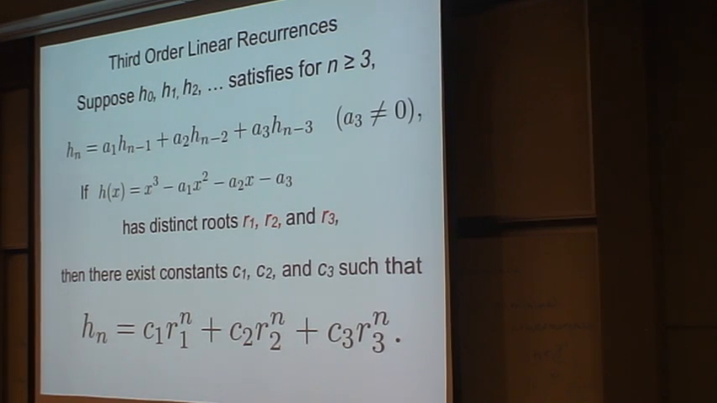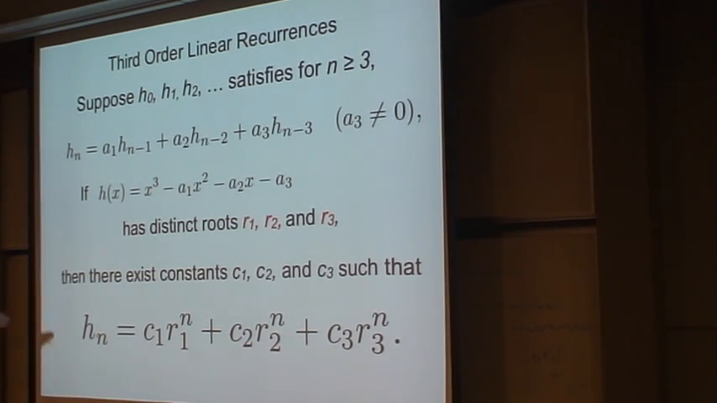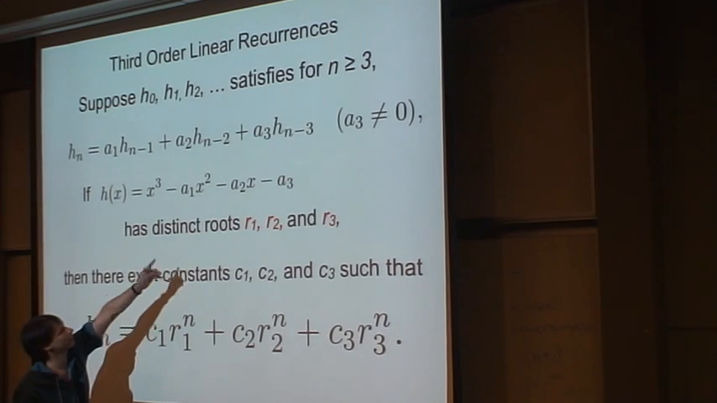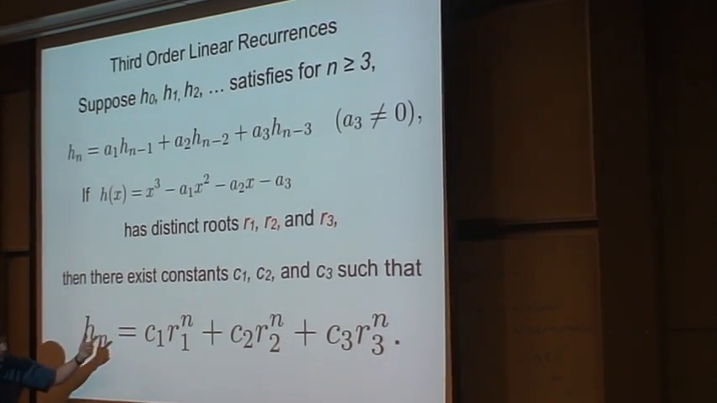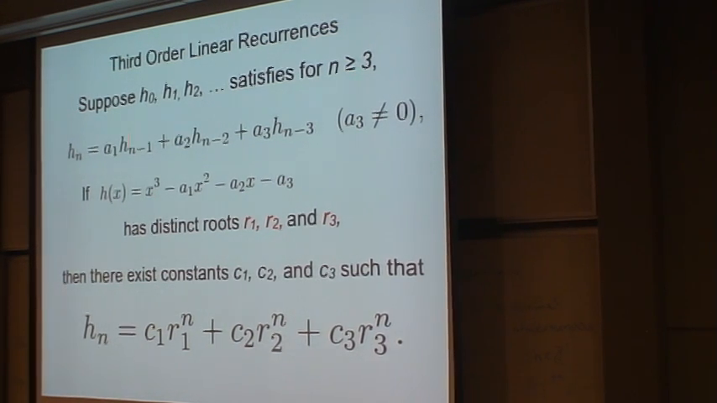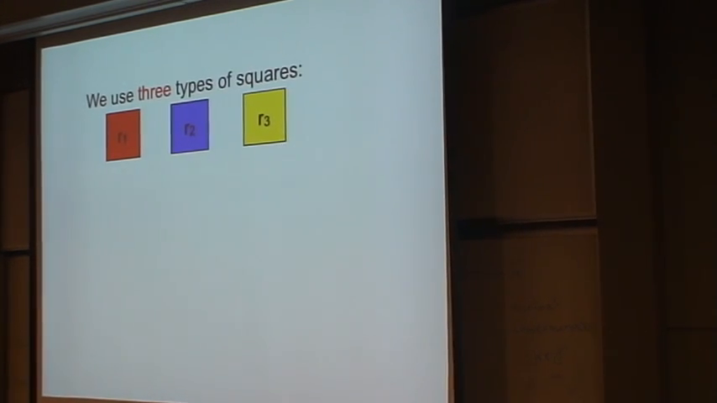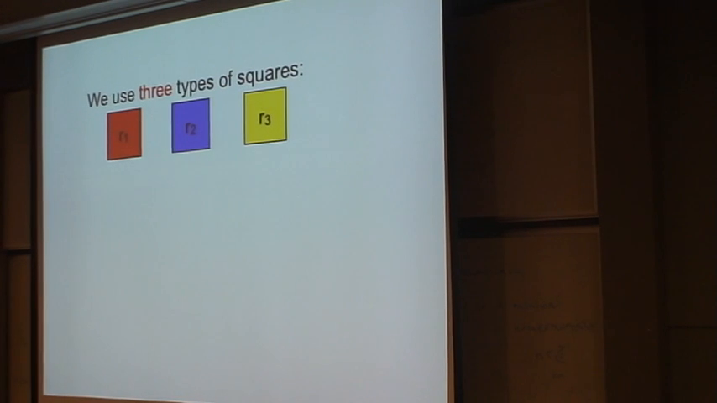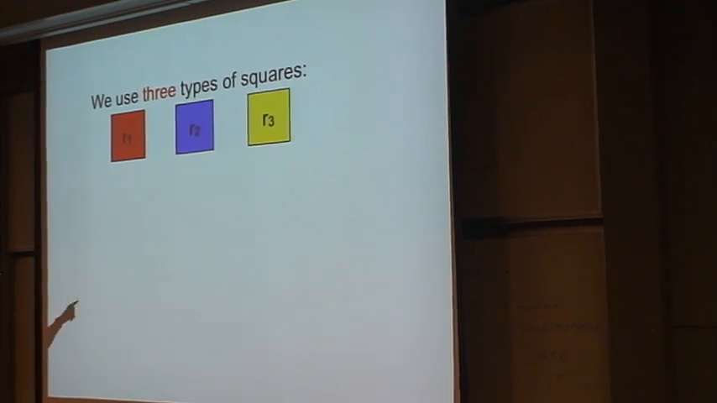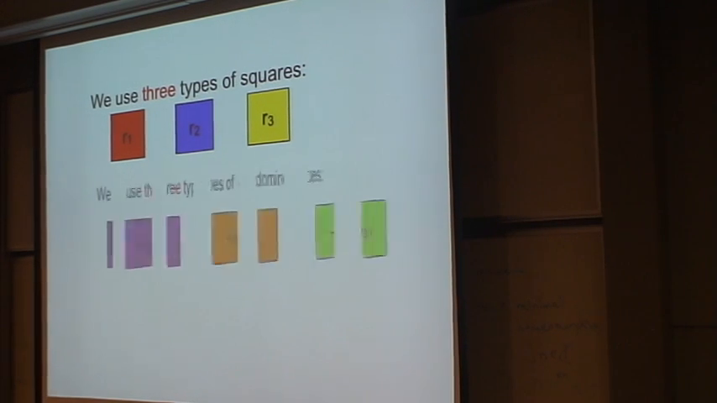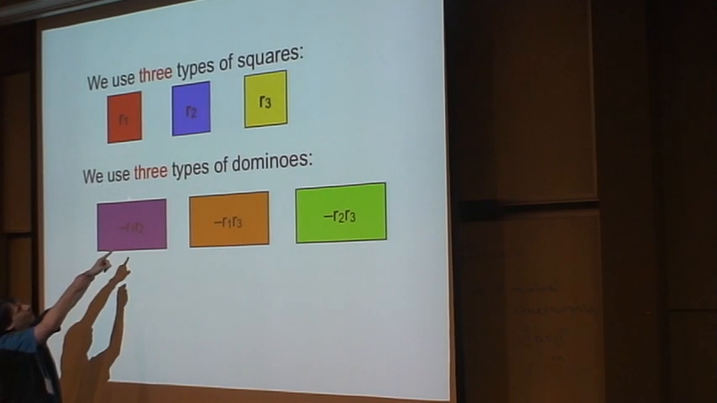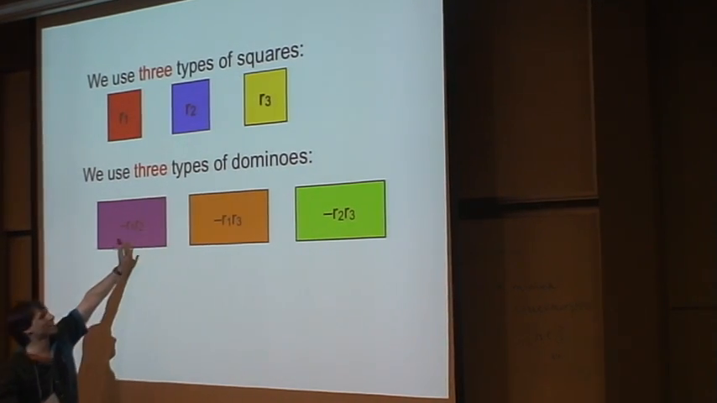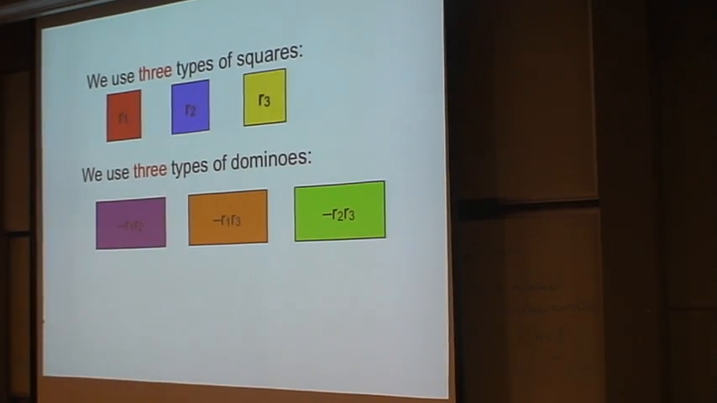All right, what about third-order recurrences? Now we have a cubic as our characteristic polynomial. We want to show that it satisfies that condition. Again, I'm still assuming there are 3 distinct roots. So let's say R1, R2, and R3. That gives us 3 types of squares. We have 3 types of dominoes this time. And you'll notice I combined red and blue and got purple, red and yellow got orange. Anyway, so we have 3 types of dominoes.